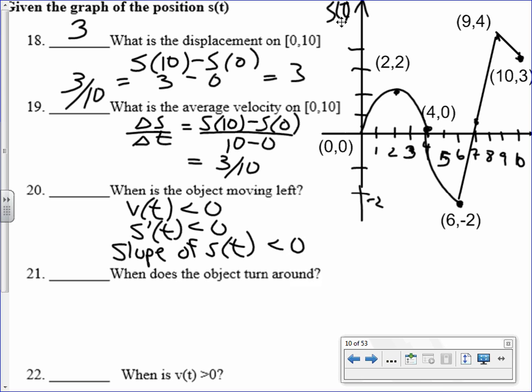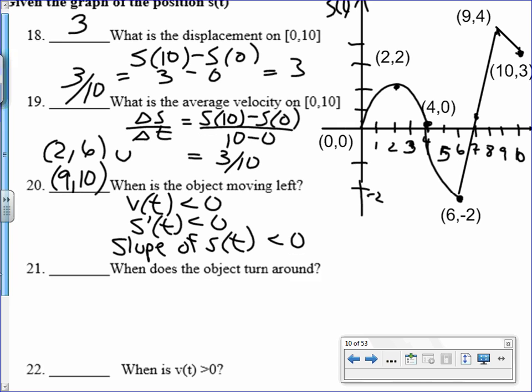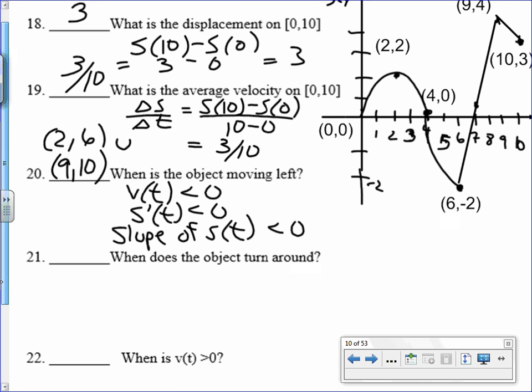Oh, that's not the only time. So from 2 to 6, and then again from time 9 to 10. So from 9 to 10. I'm not worried about the endpoints. Technically at 10, I guess we could include that. Should I worry about that? At 2, the slope is 0. And at 6 it doesn't even exist. So we're just looking where the velocity, which is the derivative of position, is negative.